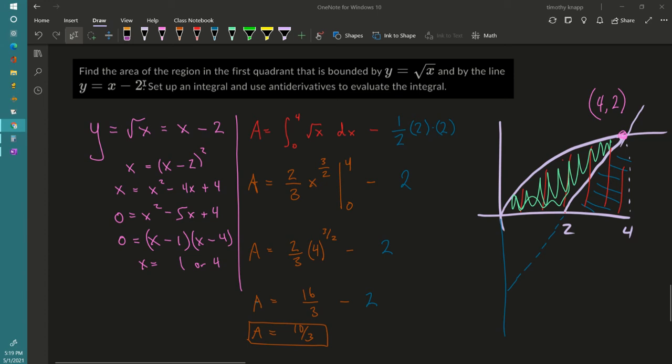All right, hey, so we're finding the area of a region in the first quadrant that is bounded by y equals root x, and this line here, y equals x minus 2. Set up an integral and use antiderivatives to evaluate.